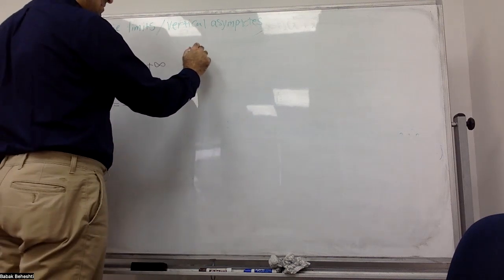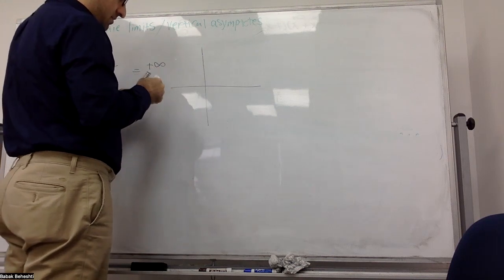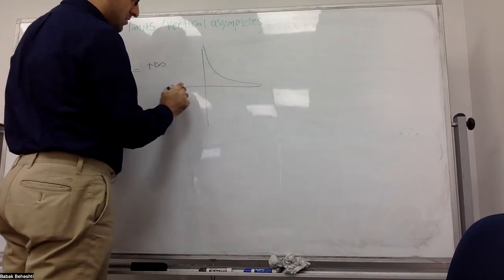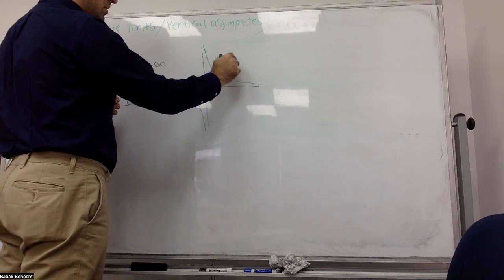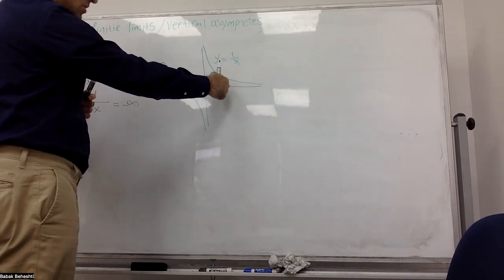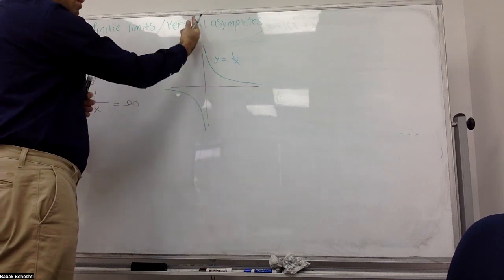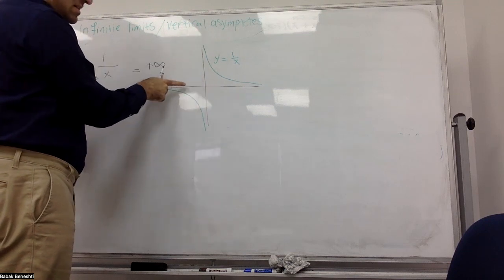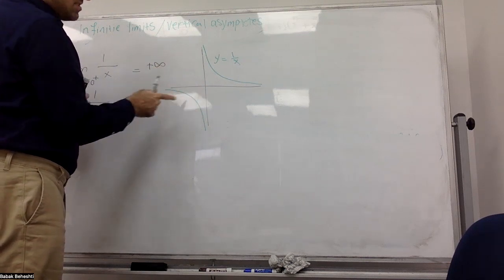And you can see this in a picture. Here is the graph of 1 over x. And you can see when x goes to 0 plus, that means you approach the origin, x equal to 0, from the right, the y values would go to plus infinity. And when x goes to 0 minus, the y values go to minus infinity.